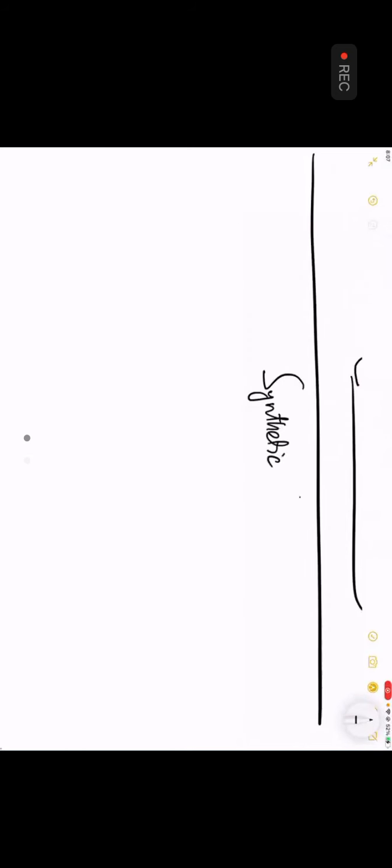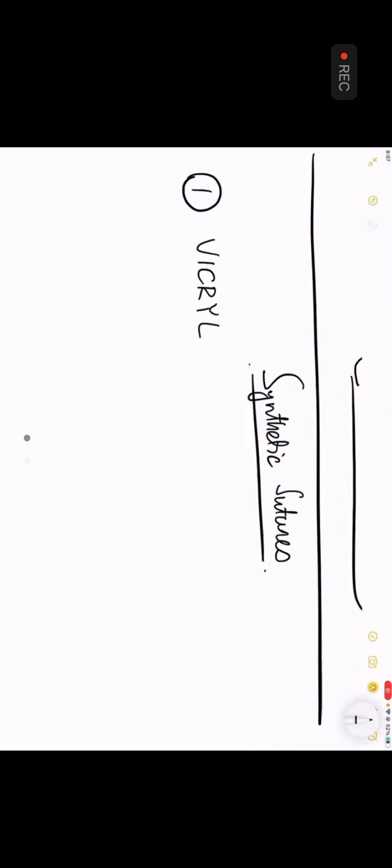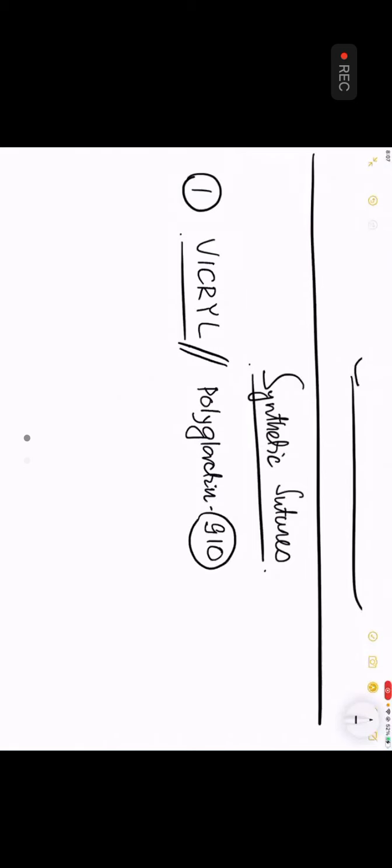Now, when you talk about synthetic sutures, remember, the first one that we should all know is Vicryl, which is technically a company name which is not used. Hence, the chemical name of this is polyglactin 910. Now, 910 is a batch number. So, I will be very happy if you only remember one word, polyglactin. People will ask you, what is the chemical name in Vicryl? Is polyglactin suture. That's it.